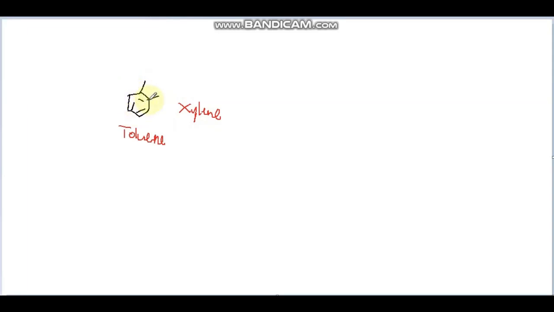Now for the positions of the methyl groups, we say they are ortho to each other when they are adjacent, or on adjacent carbons on the benzene ring. So these methyl groups are adjacent. In such a case, we call it o-xylene. O means ortho, which means that the 2 substituents are on adjacent carbons.